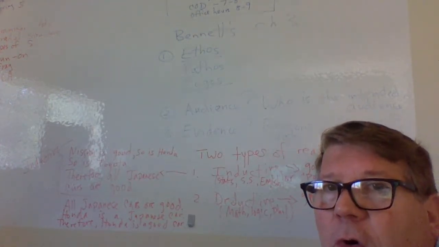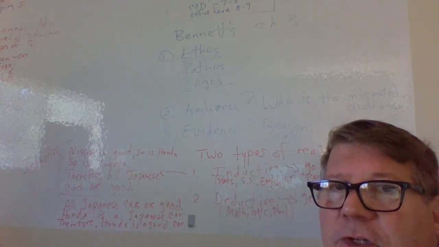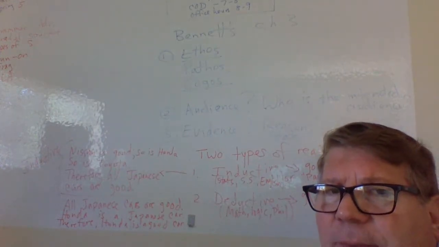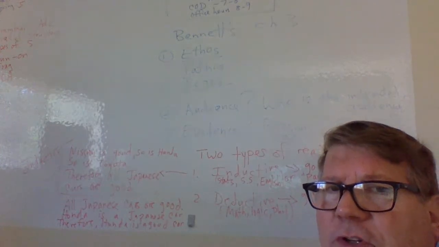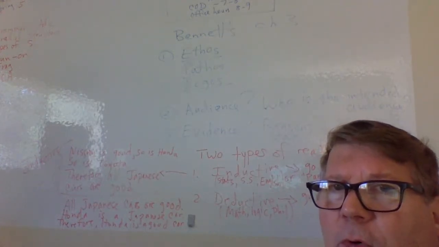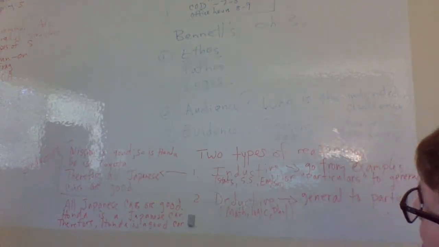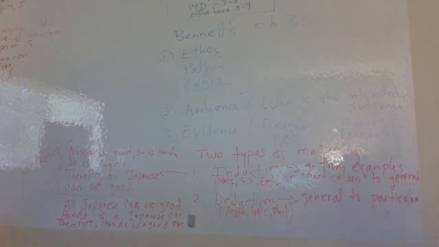Okay, so let me go over ethos, pathos, logos. Basically, those are about persuasion. How do you persuade? Let me go to the board here a little bit. Ethos has to do with character, the character of the person or the material being presented.